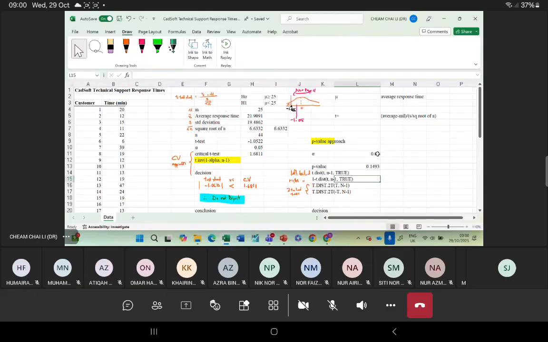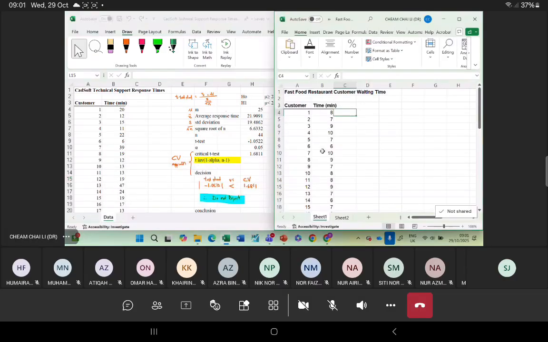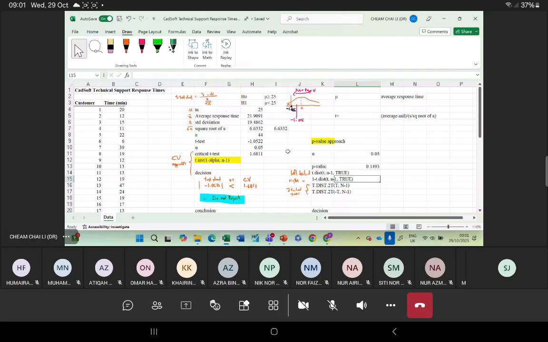So I give you 2 minutes. 2 minutes, yeah. 2 minutes to digest this, and then we'll look at another data set called fast food. Yeah. Cuba get ready yang this one. Fast food restaurant customer waiting time, right? Okay, so kita lihat yang ni. You try to digest this one.